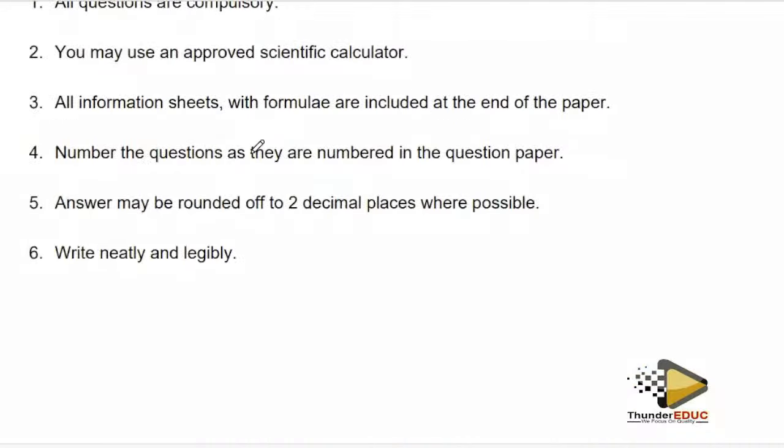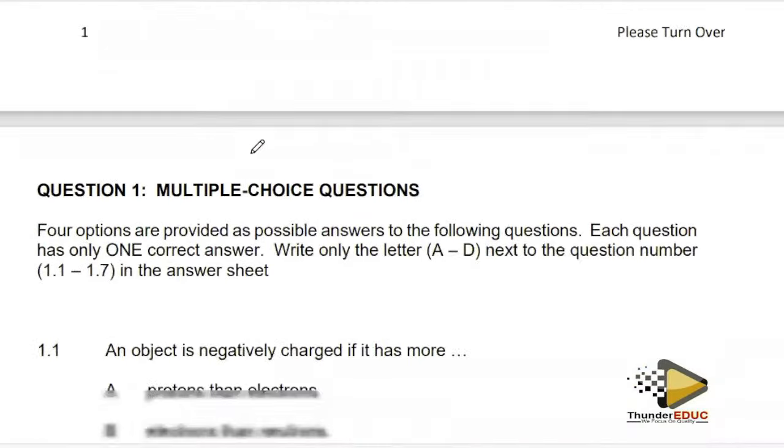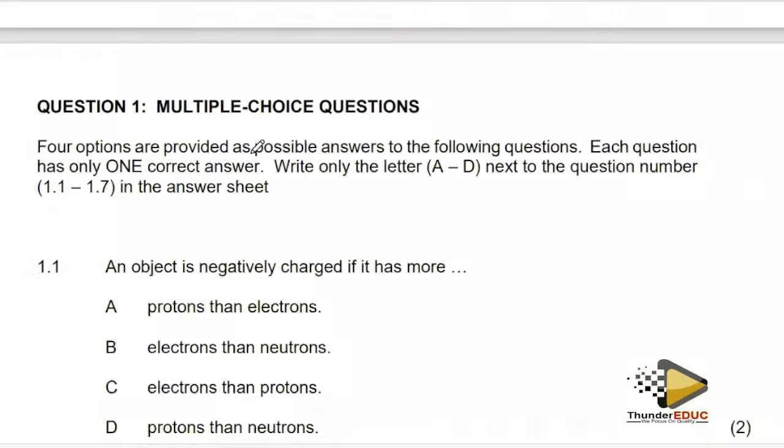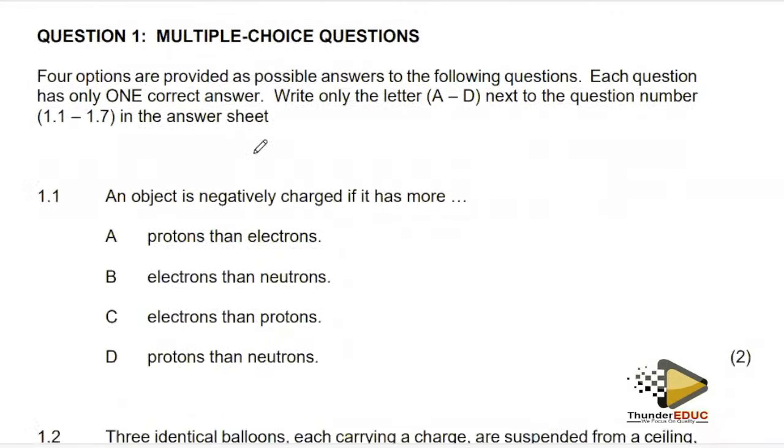Okay, so question number 1, which is the multiple choice questions. They're telling us 4 options are provided as possible answers to the following questions. Which question has just one correct answer? We need to write the letters next to the question number. Okay, so 1.1, they're telling us that an object is negatively charged if it has more.